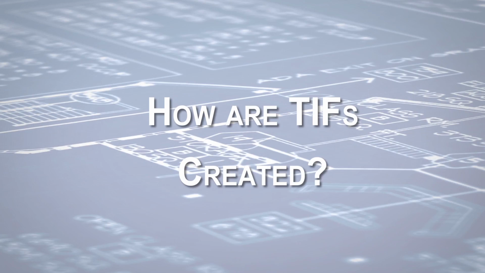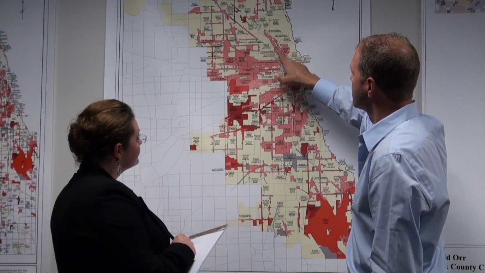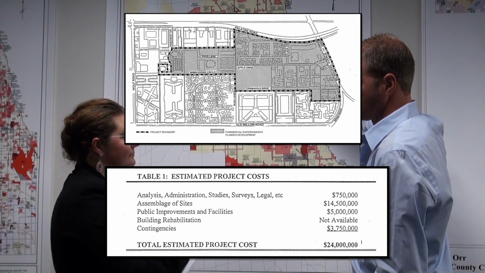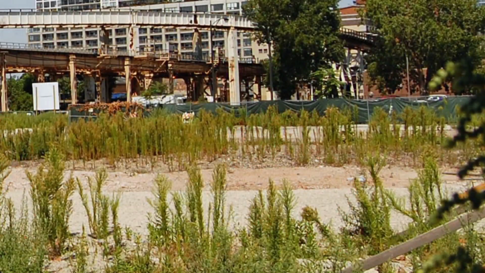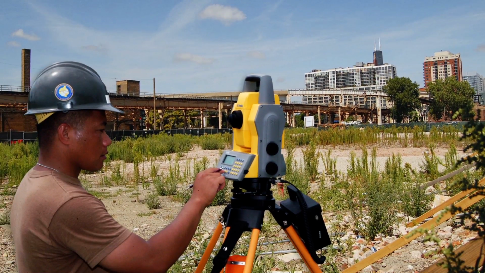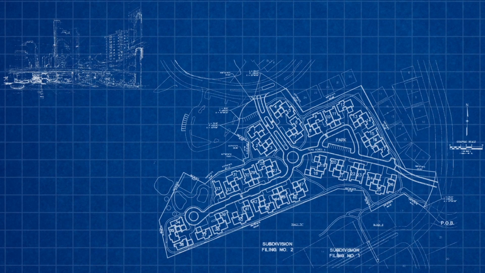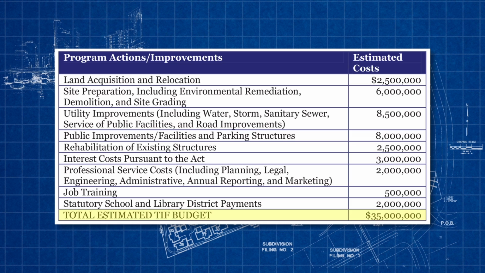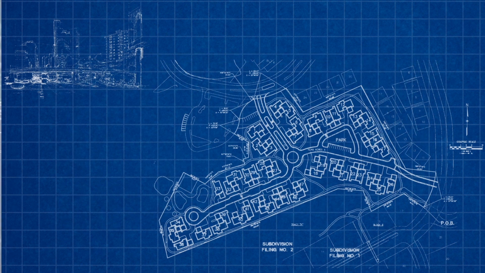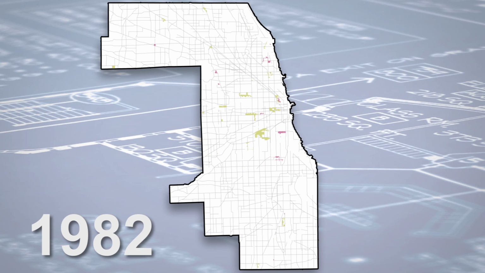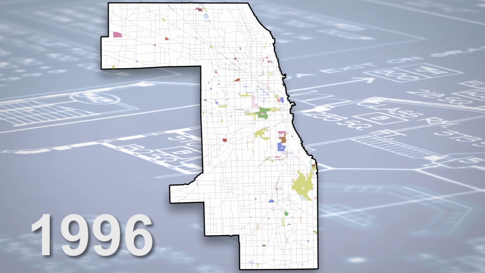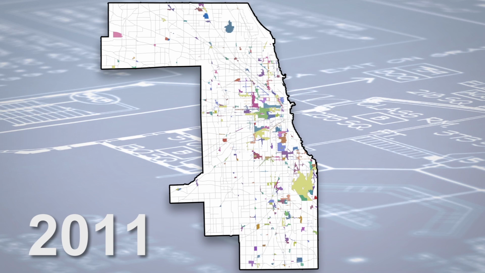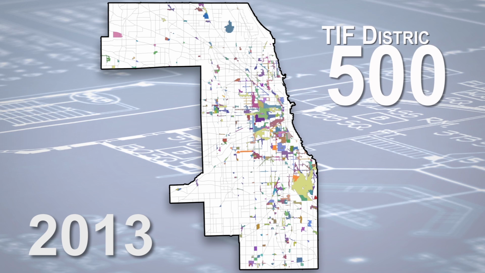How are TIF districts created? A municipality conducts a study to determine if an area is eligible for tax increment financing because it is blighted or in danger of becoming blighted. If the area meets the state standards for TIF districts, the municipality determines the TIF district's priorities, creates a development plan, and prepares a project budget. Since 1979, more than 500 TIF districts have been created in Cook County. That's a lot of TIFs.